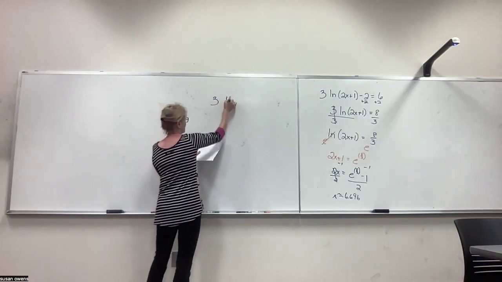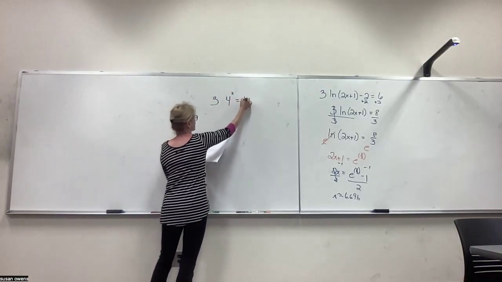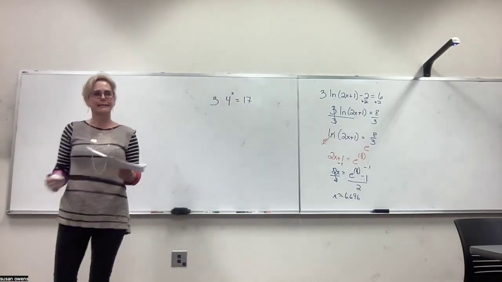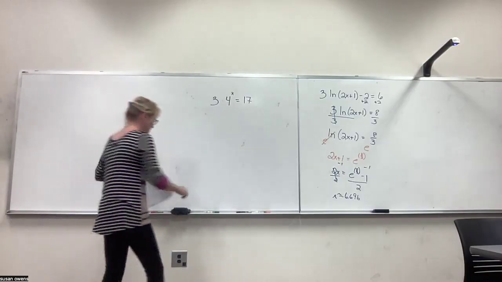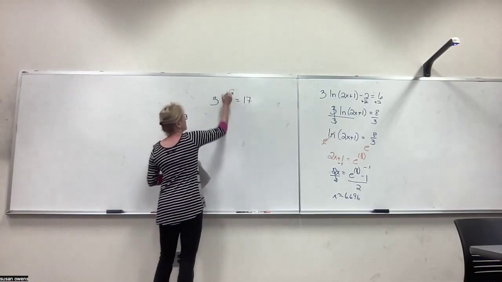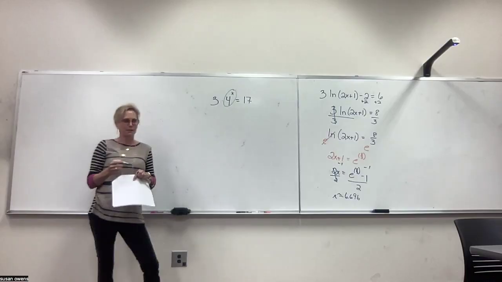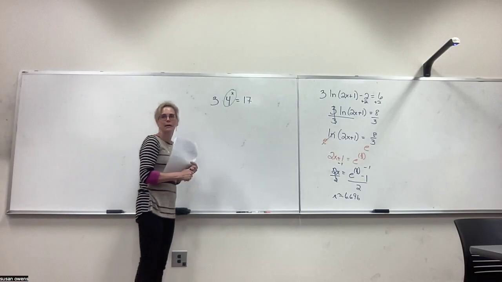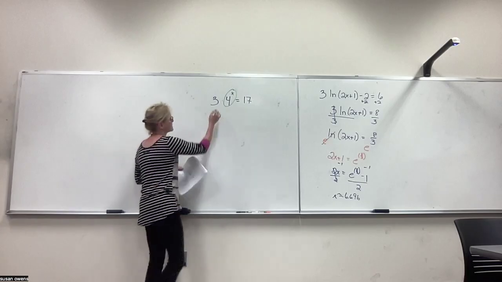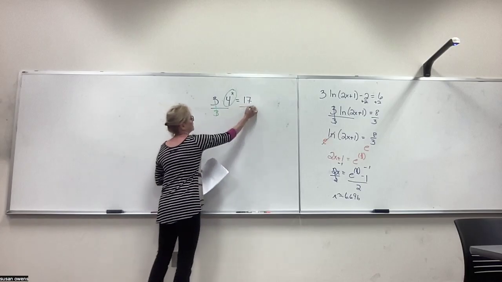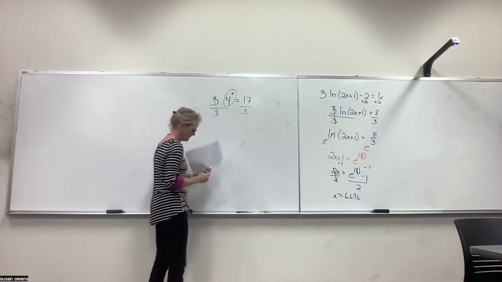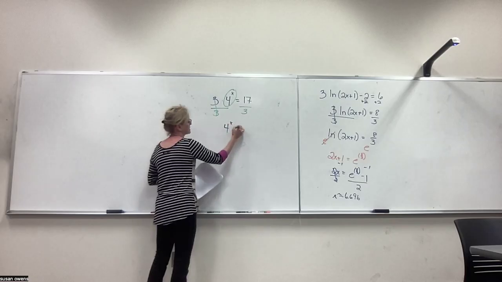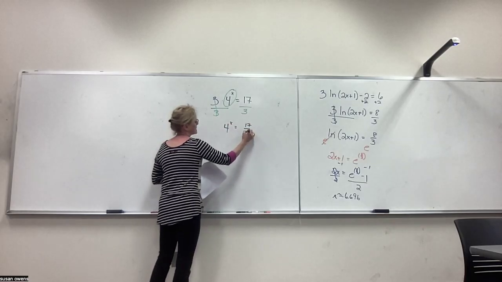3 times 4 to the x is equal to 17. We want to isolate the exponential in this. That means we want just a base with some kind of exponent by itself. So we need to get rid of everything else. How do we get rid of the 3? Divide, because it is multiplied. So we have 4 to the x is equal to 17/3.